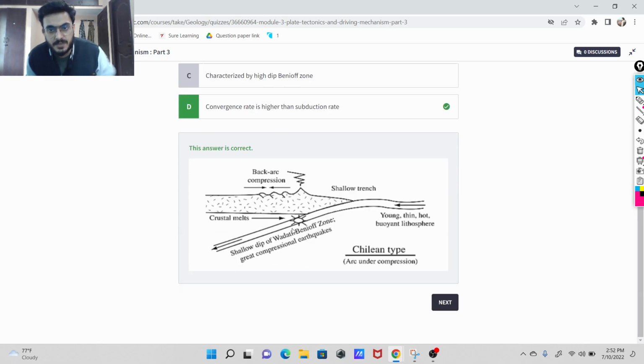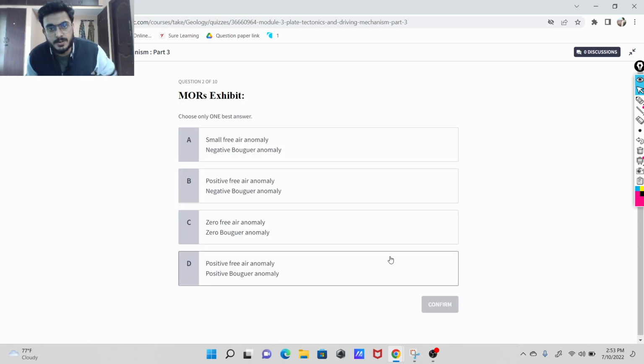I have provided the figure here also. You can see from here, your young, thin, hot, buoyant lithosphere is entering, and here the dip of the Wadati-Benioff zone is also very less because of the convergence only. And why is it happening? Because of the buoyancy. Here buoyancy is very high, so this lithosphere is not able to make a high angle of dip. So let's move to the next question now.